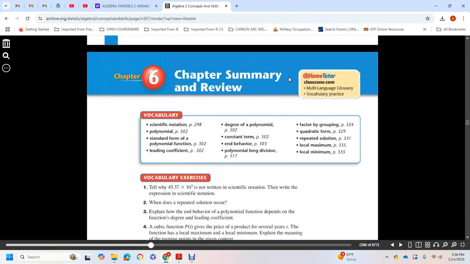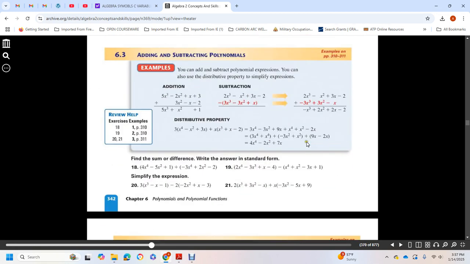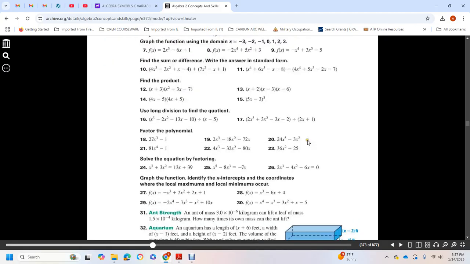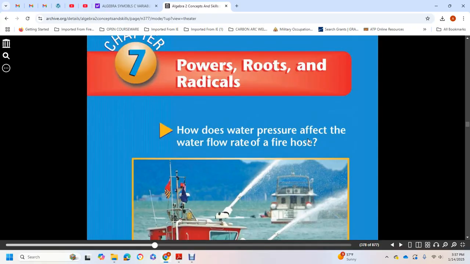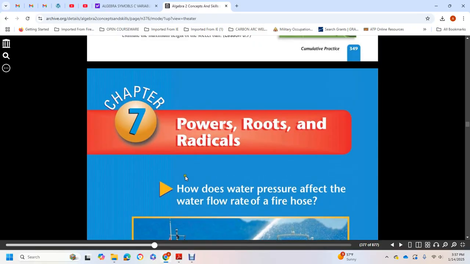Chapter 6, Review. Chapter summary and review. Scientific notation. Polynomial in standard form. Polynomial coefficient function. Leading coefficient. Degree of polynomial. Constant term. End behavior. Polynomial long division. Factoring. Grouping. Quadratic form. Repeated solutions. Local maximum. Local minimum. Chapter 7, Powers, Roots, and Radicals.